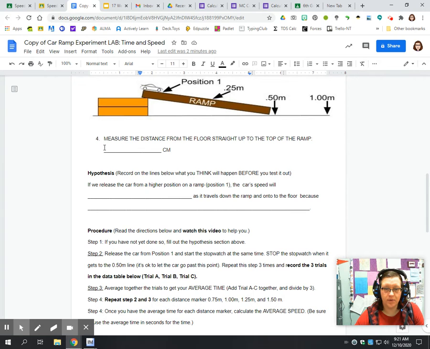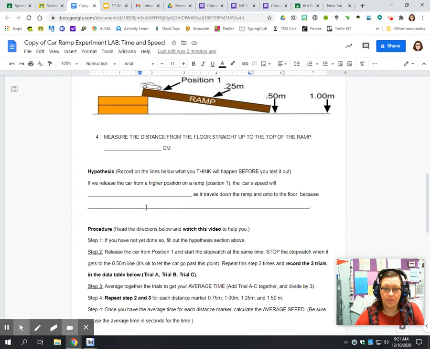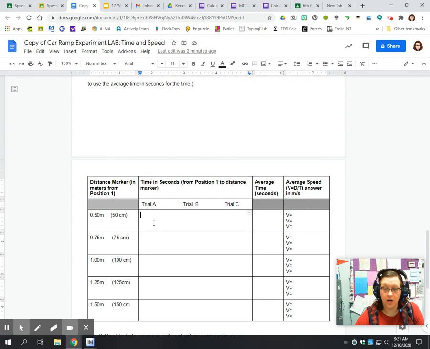So remember, you're supposed to do some measuring, some labeling, create a hypothesis, and then you start your trials. Remember, trials are how many times you do that particular activity. So here, you're releasing your car from position 1, and you're going to start your stopwatch when you let go of the car. And then when you see it cross the 0.5 line, you click stop.